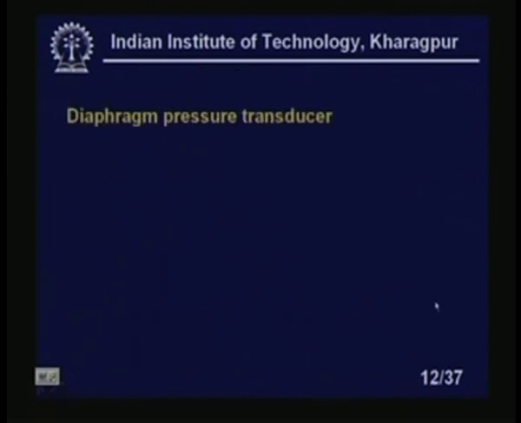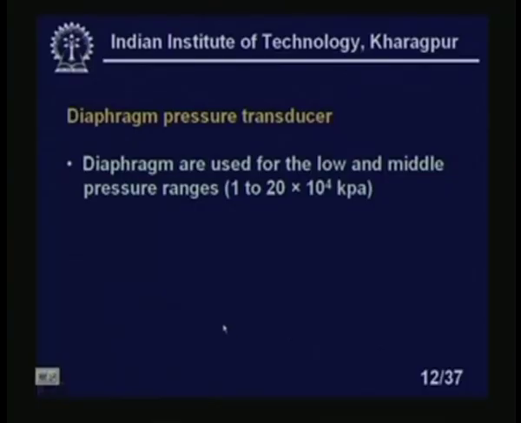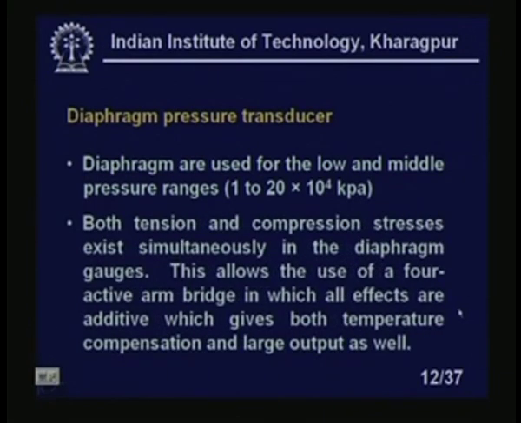Now, the diaphragm pressure transducer is very widely used. We will discuss these pressure transducers in detail. Diaphragms are used for low and middle pressure range, 1 to 20 times 10 to the 4 kilopascal, right? Both tension and compression stresses exist simultaneously in the diaphragm gauges, and this allows the use of a 4-active arm bridge in which all effects are additive, which gives both temperature compensation and large output as well.